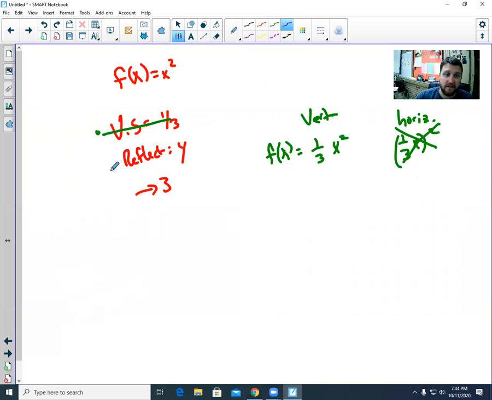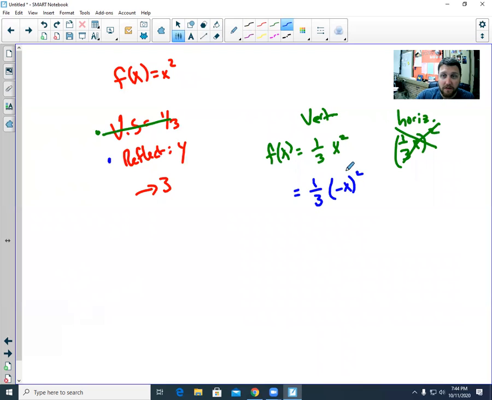The next thing that it asks me to do is to reflect it over the y-axis. Now I have to think about what the y-axis actually is. The y-axis is the horizontal flip, so that means that's going to be a negative inside with the x. So now that's going to mean I take 1/3 and then I do negative x squared. In with the x. Do not attach it to the 1/3 because it's not attached to the 1/3 at all. It's attached only to the x.